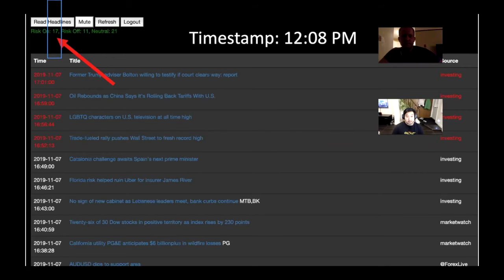My cursor just disappeared. That's not good. Okay. Risk on, there's 17 of them. Risk off, there's 11, and of course neutral we have 21.